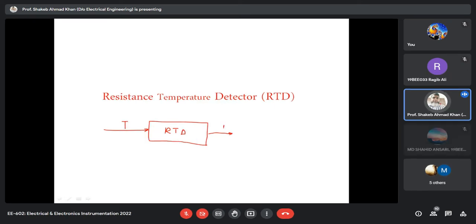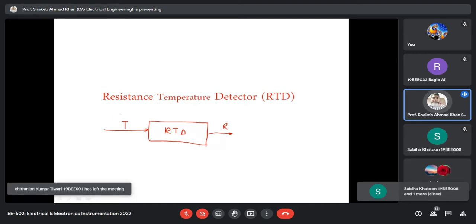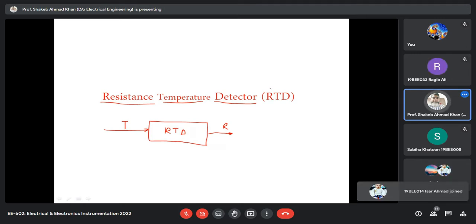So in response to temperature, it gives change in resistance. This is what is the RTD. Now I want that whatever you people know about the RTD, you share with me. I'm sure that some of you or all of you must be knowing what is RTD. Although I introduce, as the name suggests, it is clear, it is basically a temperature sensor, thermal sensor.